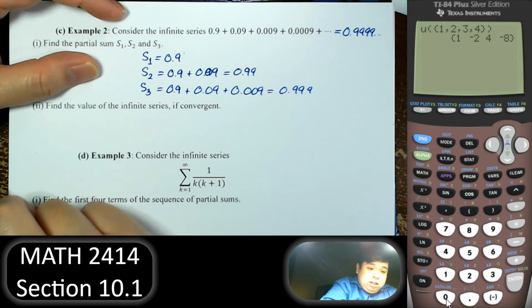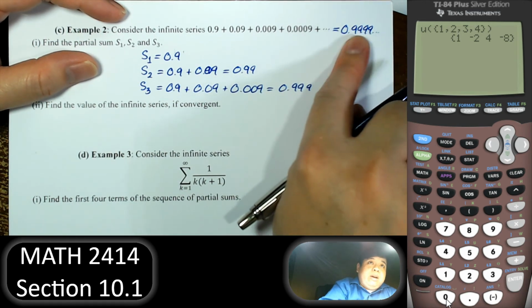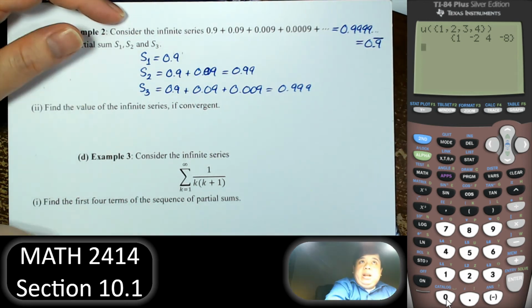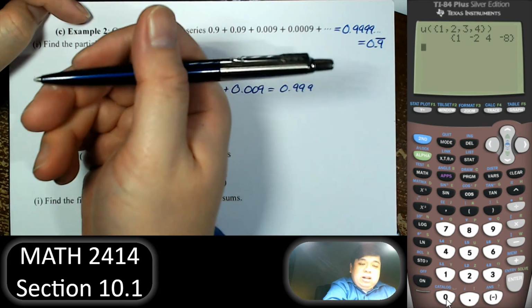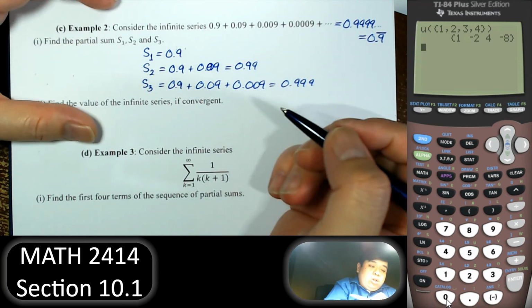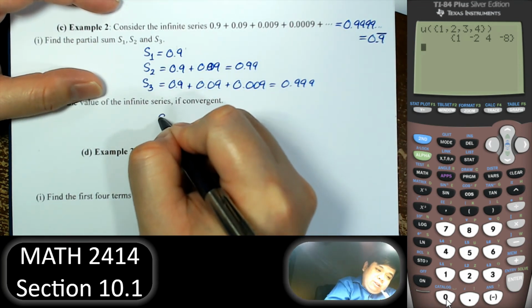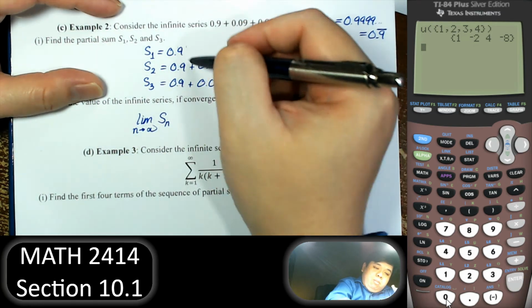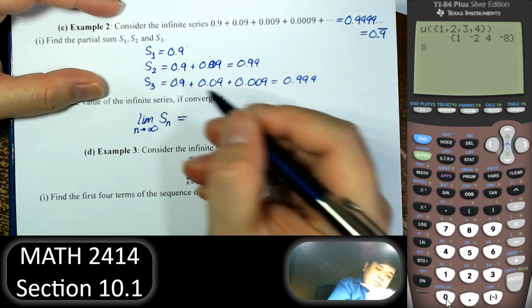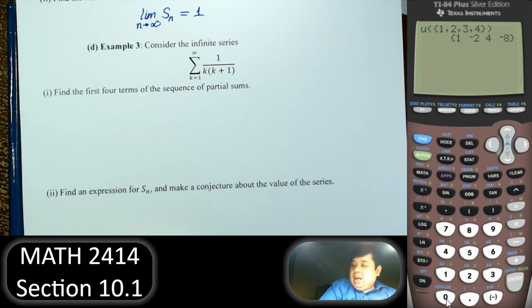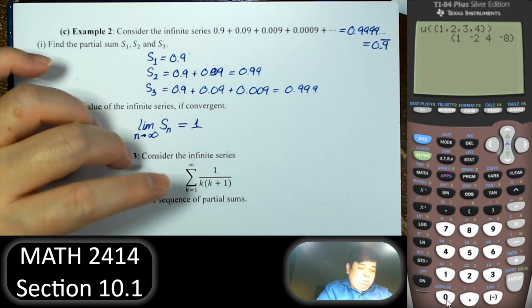And with an infinite series, as this keeps going, we will have this repeating decimal of 0.99999, and essentially, of course, when this goes to infinity, this partial sum goes to 1. Right, and that's actually very simple.